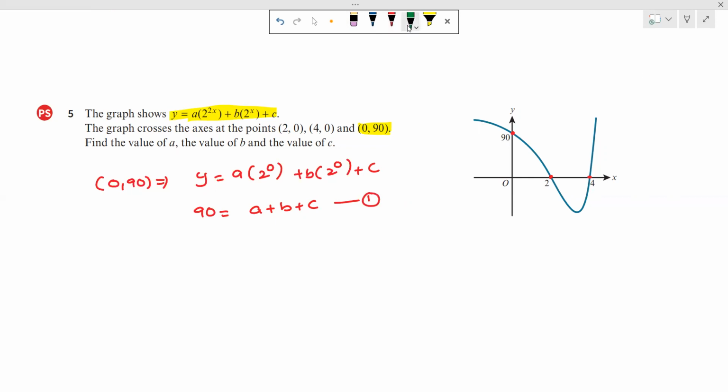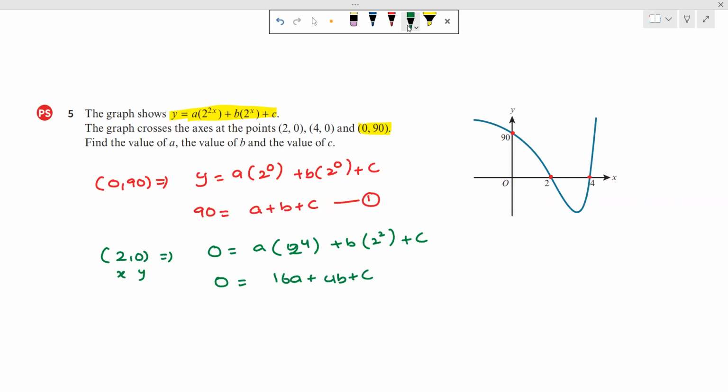Now substitute another point, (2, 0). So this is x, this is y. Y is 0, a into 2 to the power of 2 times 2, which is 4, so 2 to the power of 4, plus b, 2 squared, plus c. So 0 equals 16a plus 4b plus c. Let us assume this is equation 2.